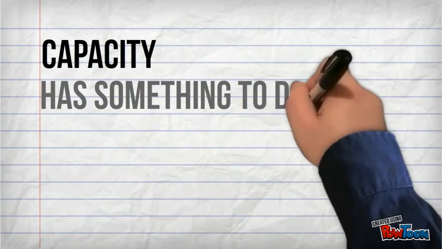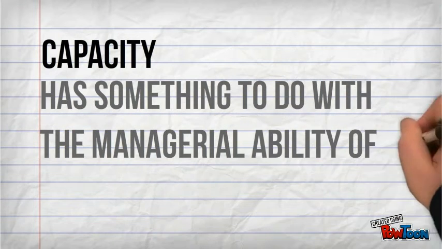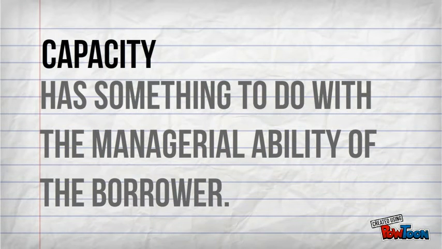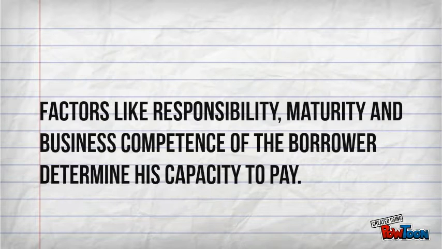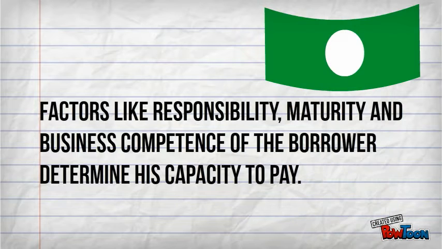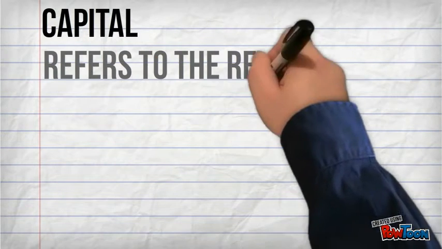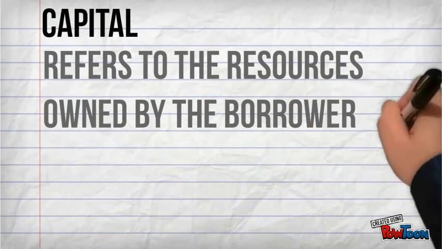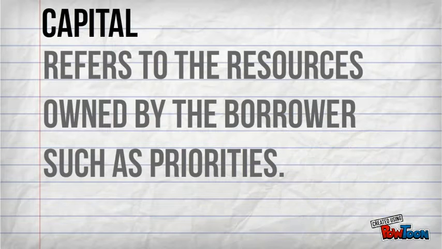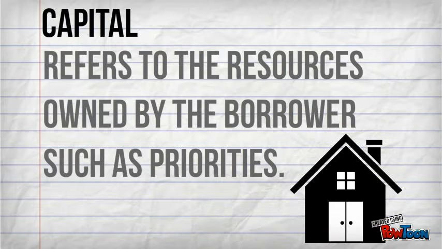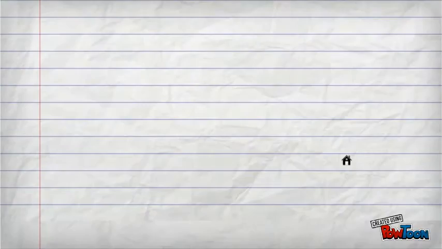Capacity. This has something to do with the managerial ability of the borrower. Could he use wisely and efficiently his loan? Factors like responsibility, maturity and business competence of the borrower determine his capacity to pay. Capital. This refers to the resources owned by the borrower such as properties. With such properties, the ability of the borrower to obtain credit has become greater.